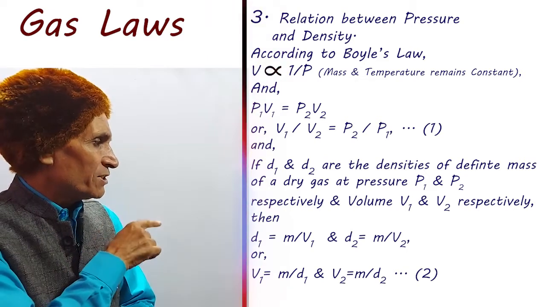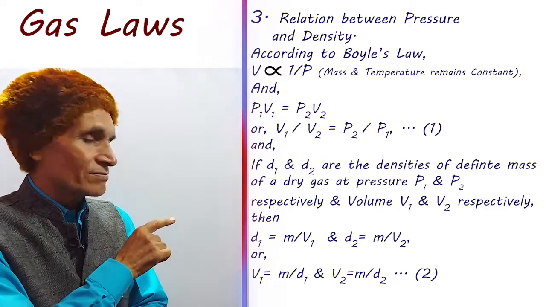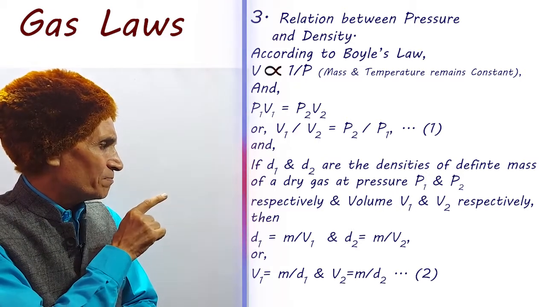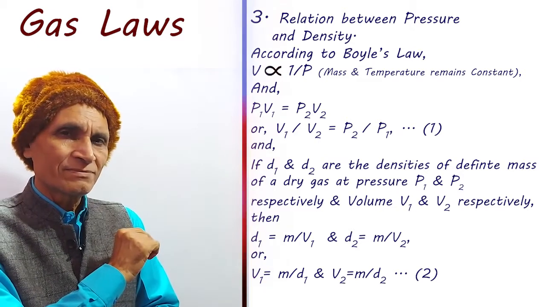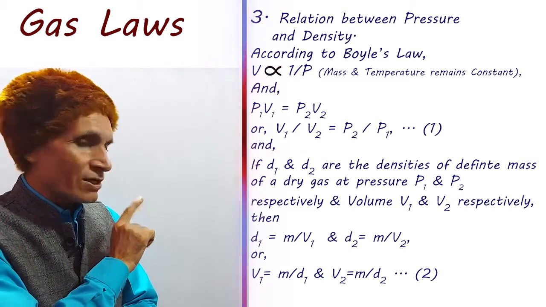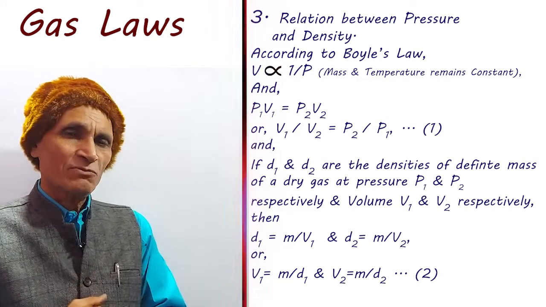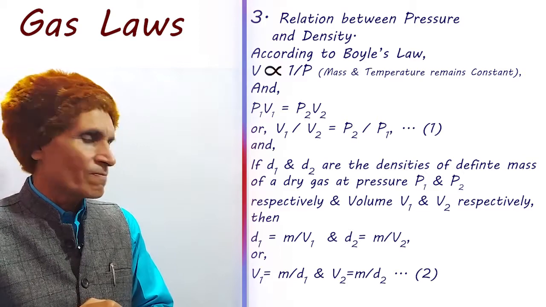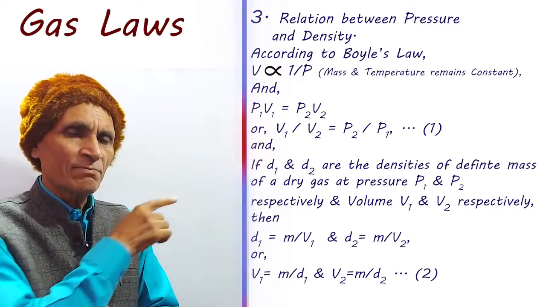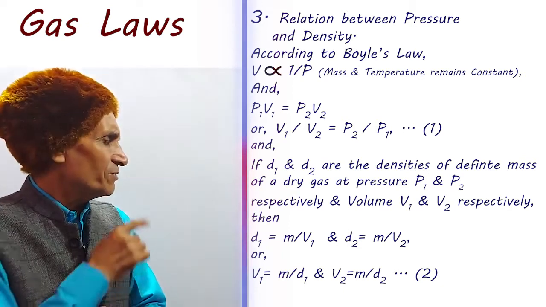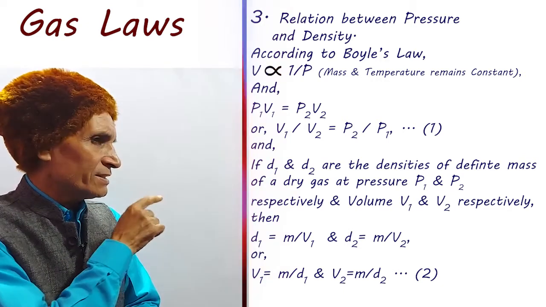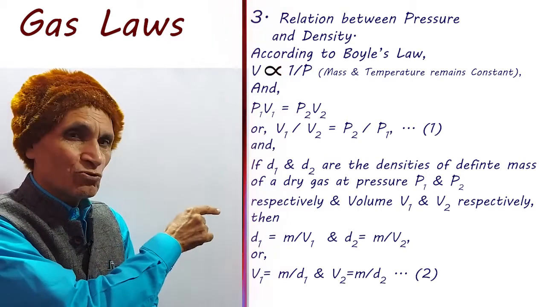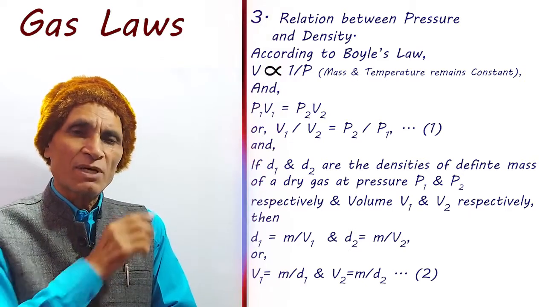Now, if D1 and D2 are the densities of a definite mass of a dry gas at pressures P1 and P2 respectively, and volumes V1 and V2 respectively, then D1 equals m by V1 and D2 equals m by V2, or we can say V1 equals m by D1 and V2 equals m by D2. Here mass is constant.